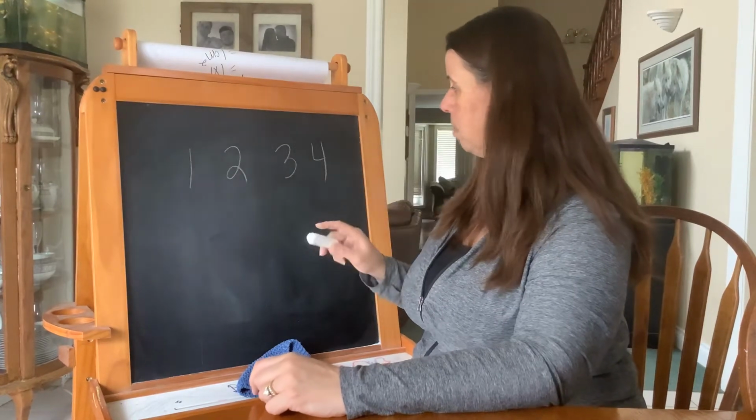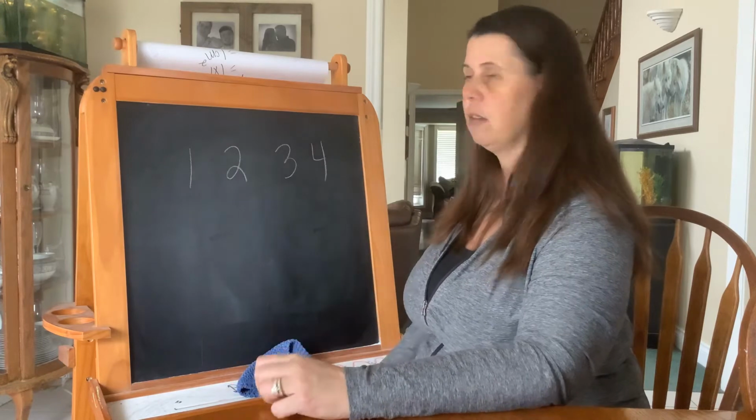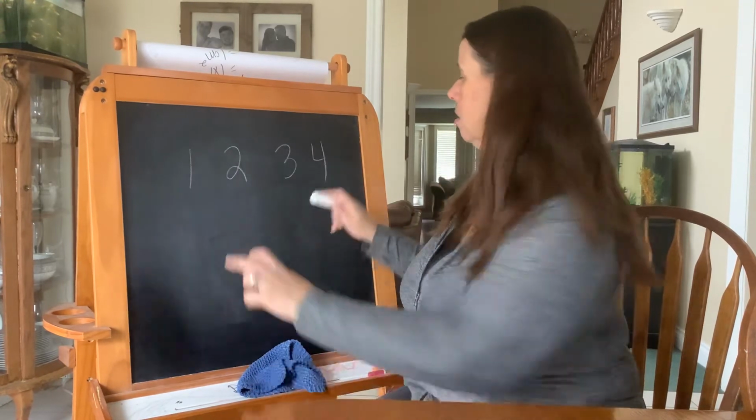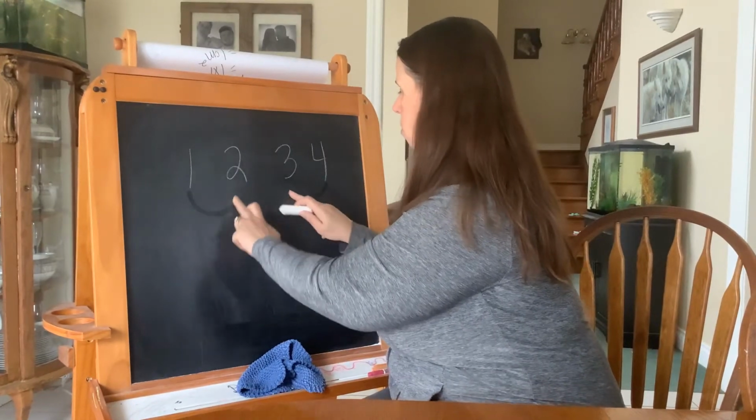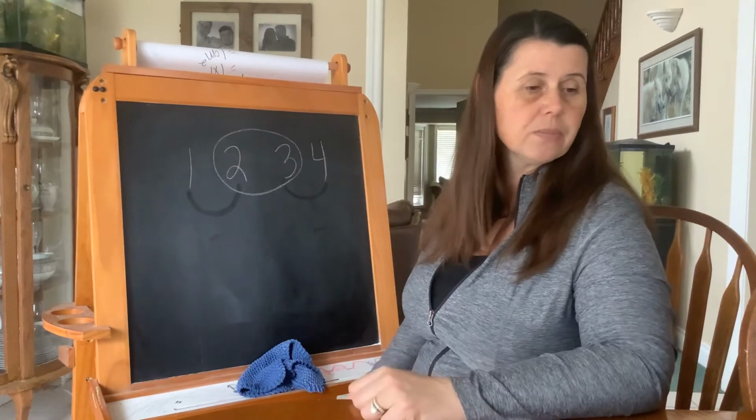1, 2, 3, 4 pieces of data. That's an even number. No mode. There is no piece of data repeated. Okay? Find the median. Here I am at the end. One step in. So my median is between 2 and 3.